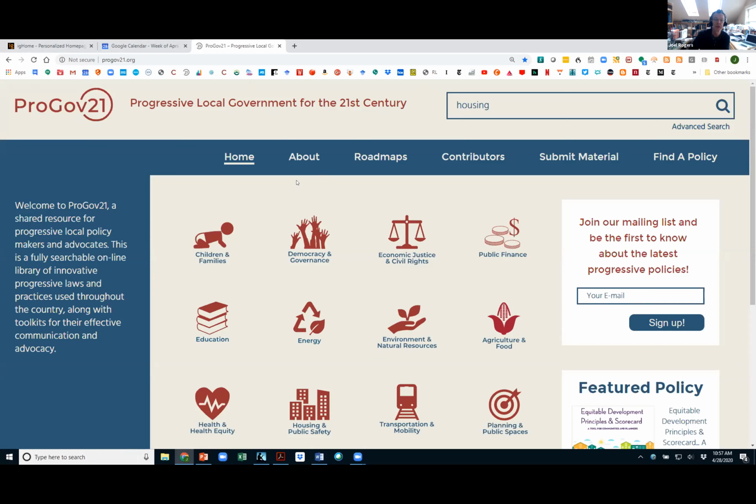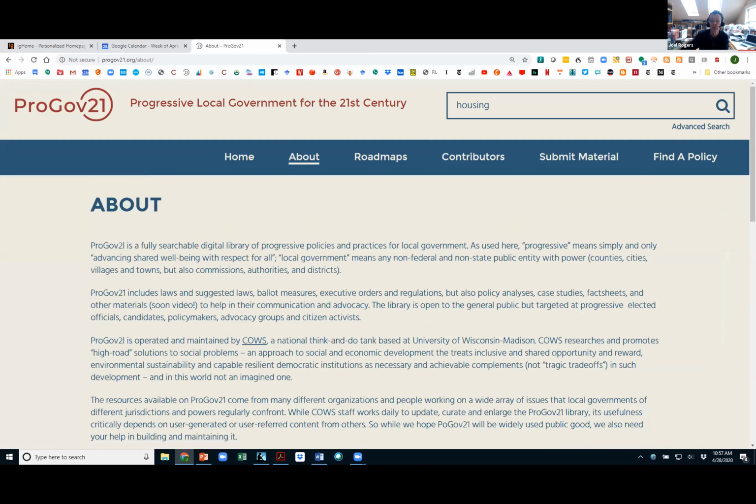Now, let me just make sure that we don't get in any political hot water. So what we mean by progressive here is not hyper liberal or marching with the red banner of socialism or whatever. We mean simply and only advancing shared well-being with respect for everybody. Okay, that's all we mean, with mutual respect. And then by local government, all I mean is any non-federal, non-state public entity with power.